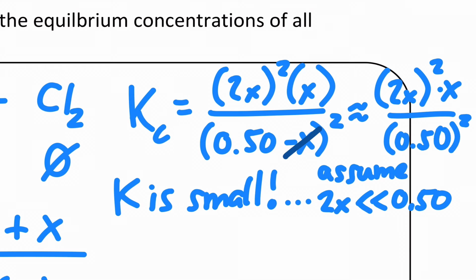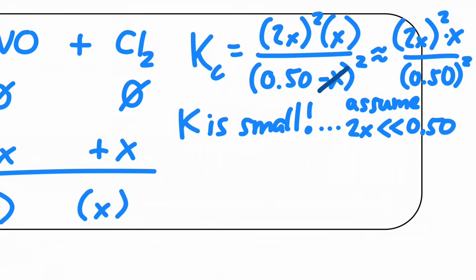I'm not saying x is 0. This does not mean x is 0. This just means that however much I lose is negligible compared to the 0.5. So it's 0 compared to 0.5, but the difference is negligible. And now I have a very simple cubic expression that I can solve.